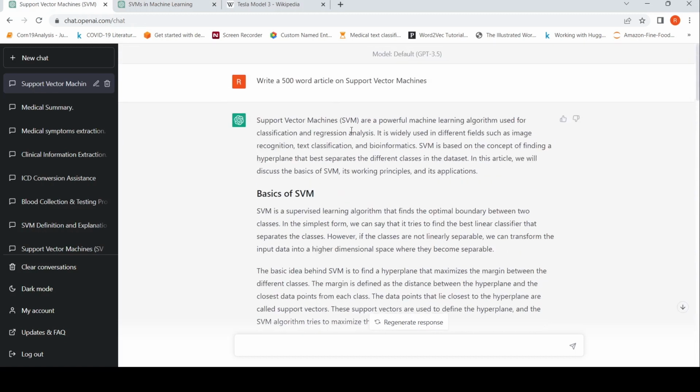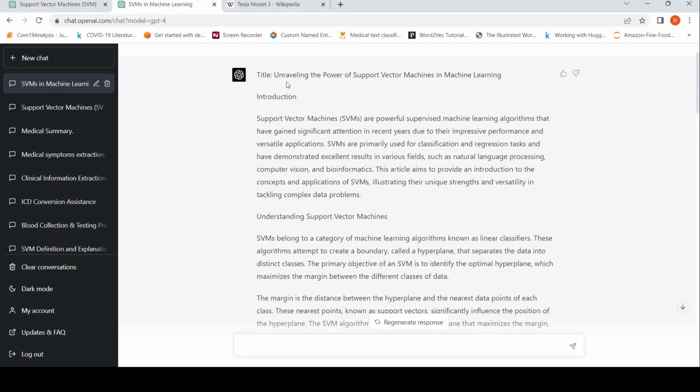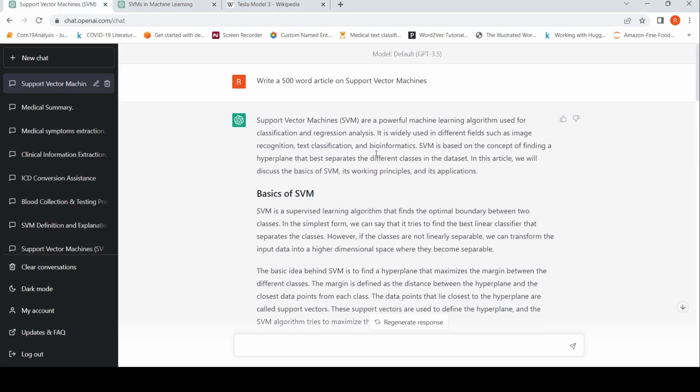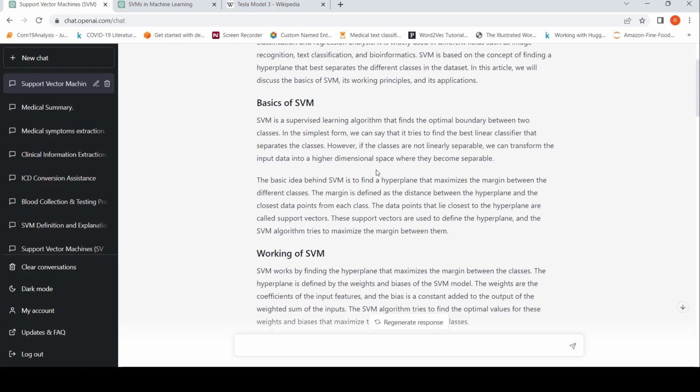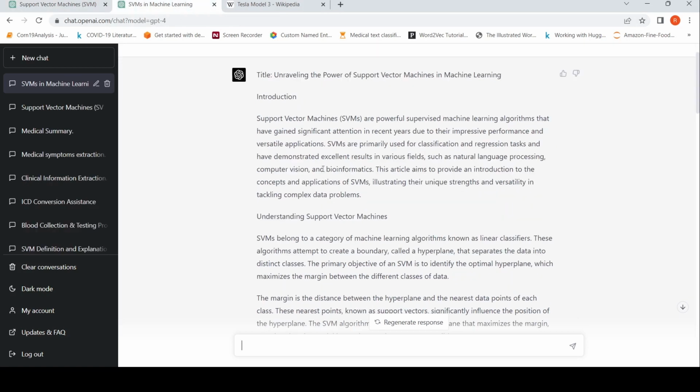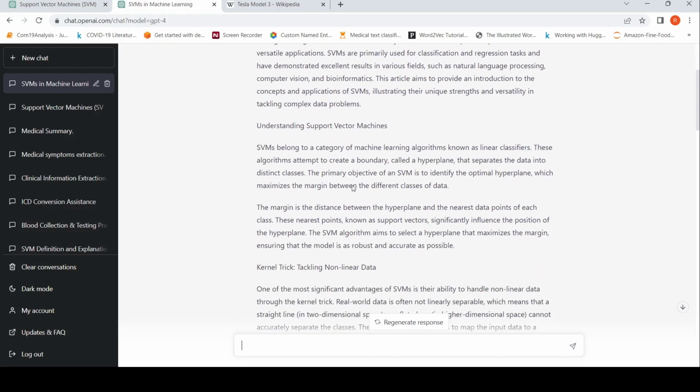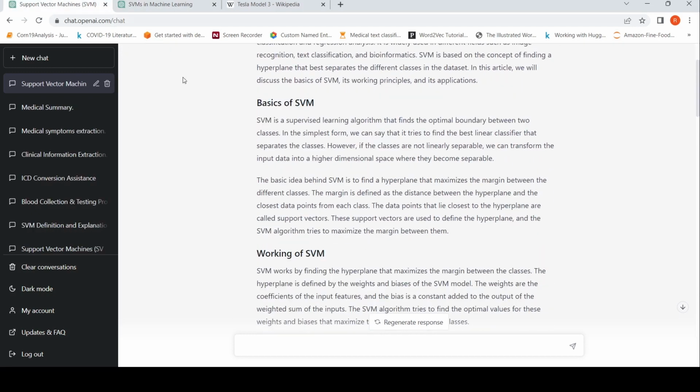Here the title is not present, right? If you see over here, the title is there, and an introduction is there. It's not there over here. It just starts with support vector machine, what is it, and then basics of SVM. Here it talks about optimal boundary. It talks about hyperplane. I think it is slightly rewritten over here in GPT-4.